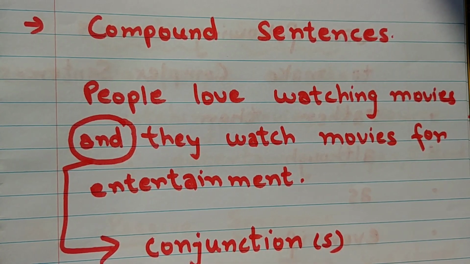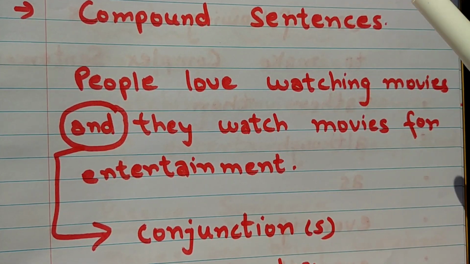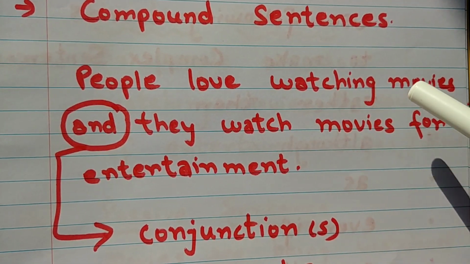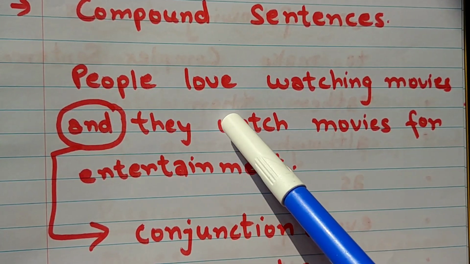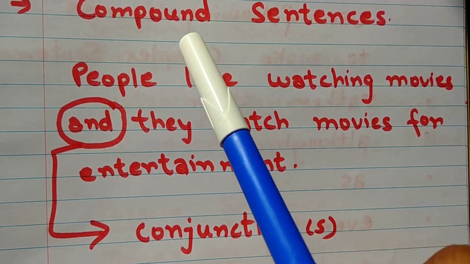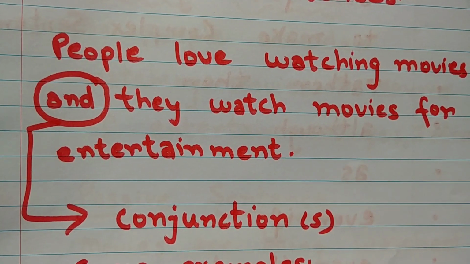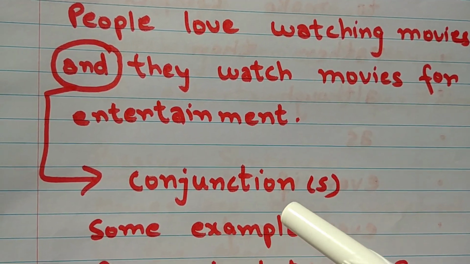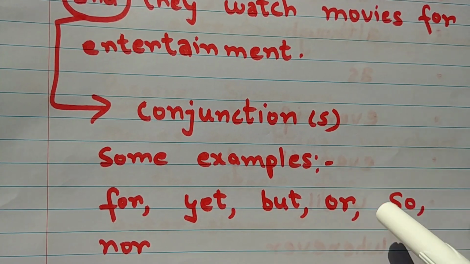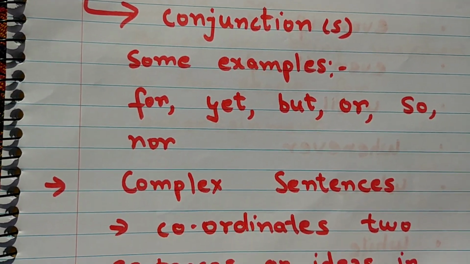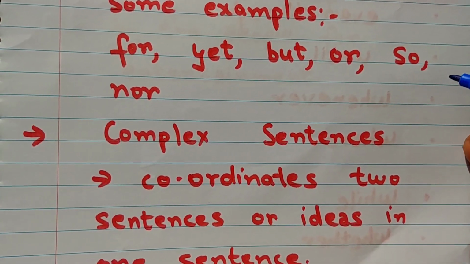Let's move to the compound sentences. Now what are compound sentences? When two sentences are joined with the use of a conjunction, like I have joined these two sentences: people love watching movies and they watch movies for entertainment. It will make our sentence lengthier, as well as show our grammatical range, that we also know the use of compound sentences. It will impress the examiner more. So here is an example of some basic conjunctions to be used in compound sentences: for, yet, but, or, so, nor. Let's move to the third category, that is complex sentences.